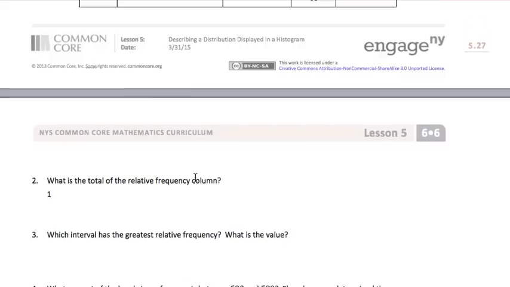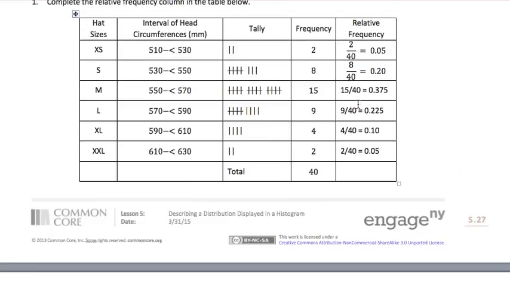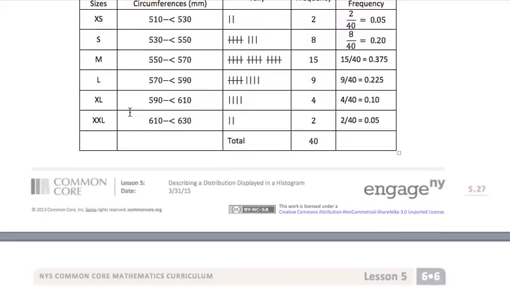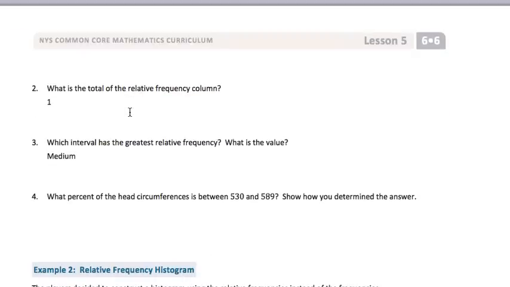Which interval has the greatest relative frequency? Well, when we compare our decimals, we see that the medium, that is 550 to 570.